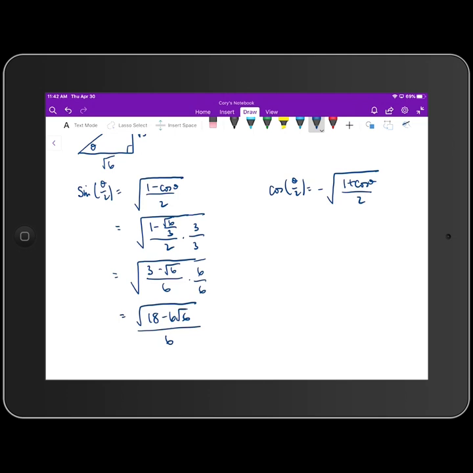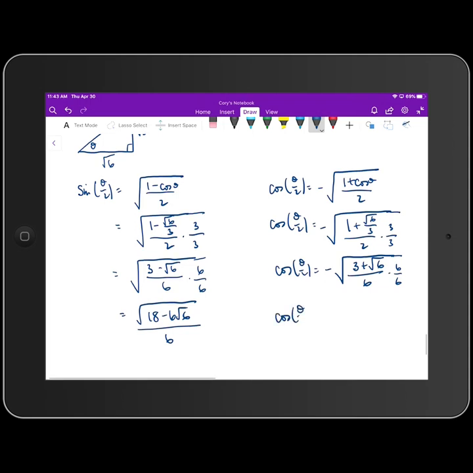And then for the cosine of theta over 2, we're going to do the same thing. It's going to be negative the square root of 1 plus the cosine of theta, which is rad 6 over 3, all over 2. And then again, we're going to multiply the top and bottom by 3 underneath the radical. So we get the cosine of theta over 2 equal to negative the square root of 3 plus rad 6 over 6. And then to rationalize, we're going to multiply the top and bottom by 6, which makes the cosine of theta over 2 equal to negative the square root of 18 plus 6 rad 6, all over 6.